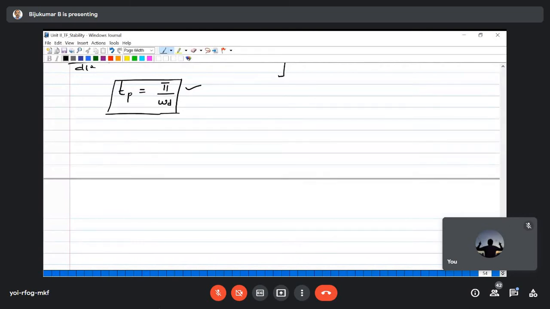Okay, one more thing. So another important parameter is called maximum peak overshoot.